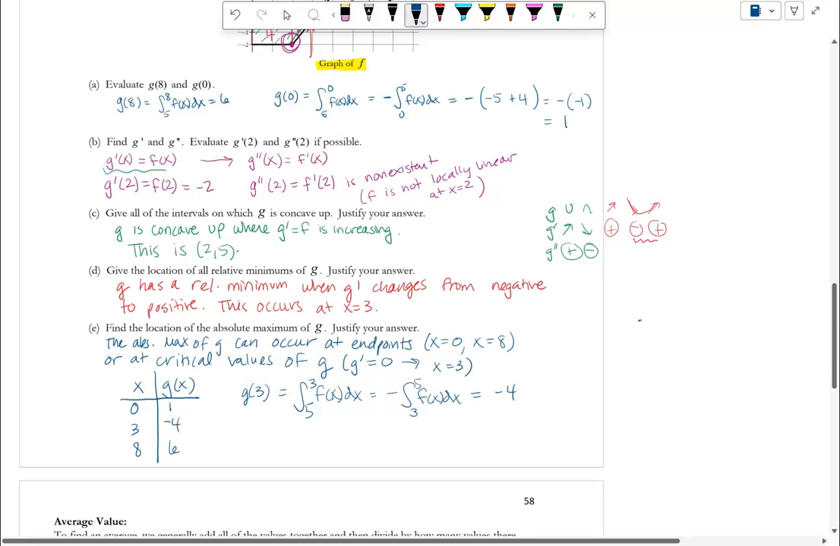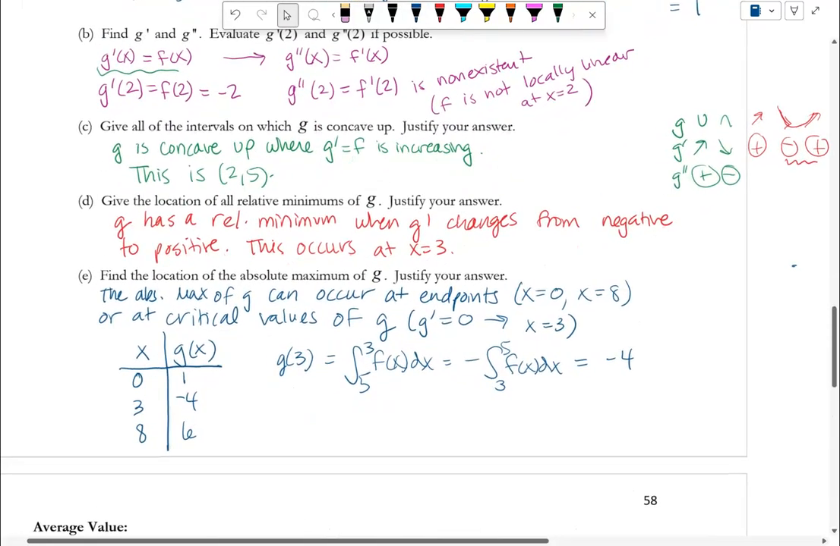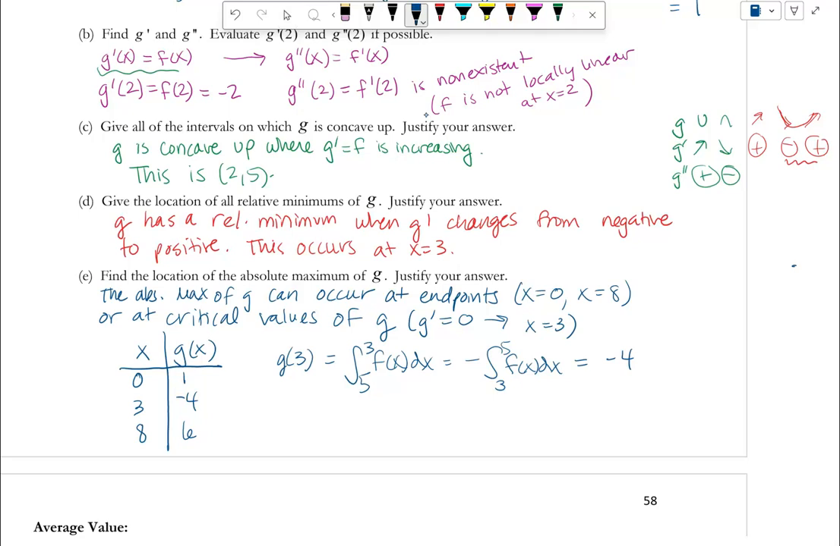So when I read the question, it doesn't actually ask me what the absolute maximum is. It turns out that it is 6. It just asks me where it occurs. So we could say that the absolute maximum value occurs at x equals 8. And all of that put together, including our table, is proper justification.